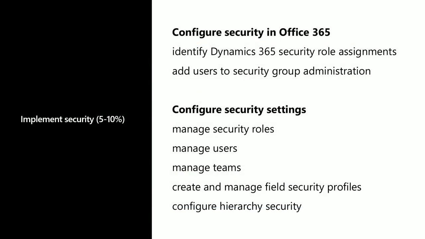Right, the third area on the objective domain is security. Now, this is quite short. It's only 5 to 10% of the exam. Essentially, it breaks down into two parts. The security in Office 365, where you create a user, you give them a license, and some users you can make administrators, the global admin or the Dynamics 365 administrator. And then we've got the security part within the model-driven apps, within CDS itself.